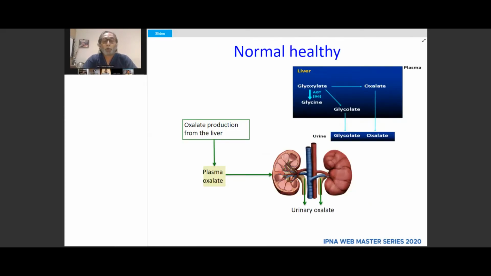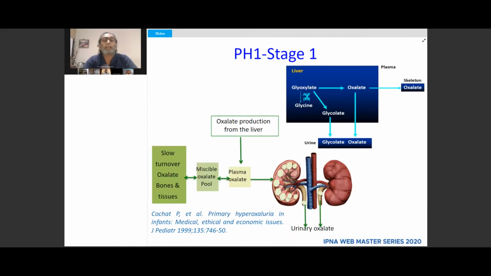So usually in the absence of the AGXT enzyme, there is excessive oxalate production by the liver, and it couples with calcium to form insoluble calcium oxalate, which, in the presence of normal kidney function, gets deposited in the kidney and forms nephrocalcinosis, parenchymal calcification, and then it can also form calcium oxalate stones.